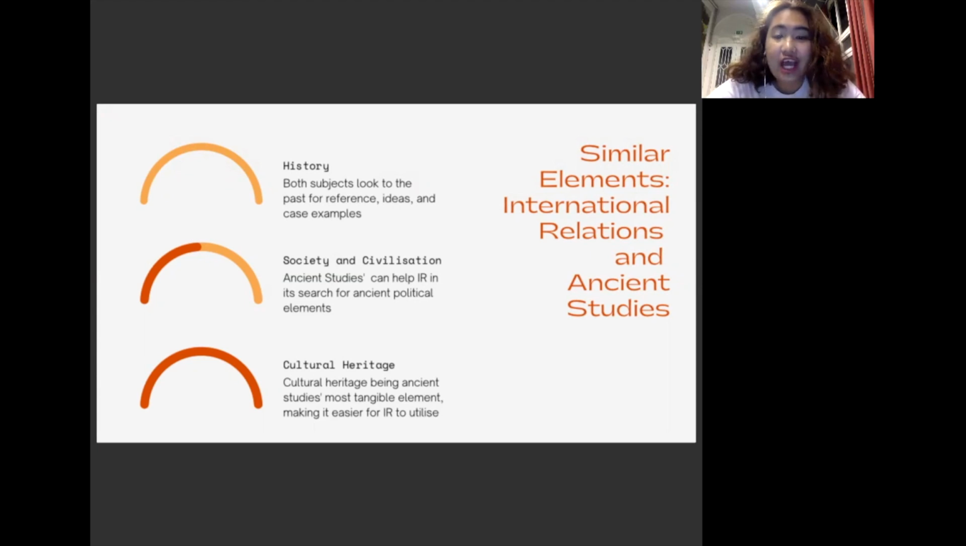It is almost impossible to create an IR research without referencing something that has historical elements. Sadly, the history that IR tends to go back to usually stops at the beginning of the industrial age, meaning it rarely touches anything ancient or the genesis of political ideas that IR uses.